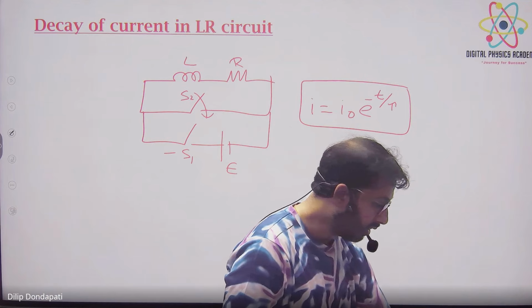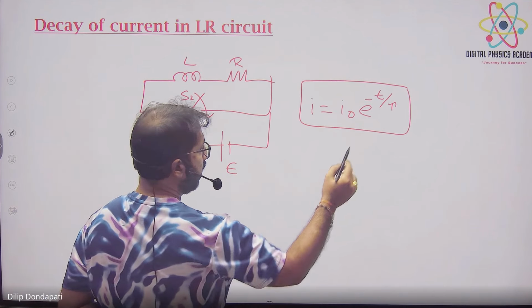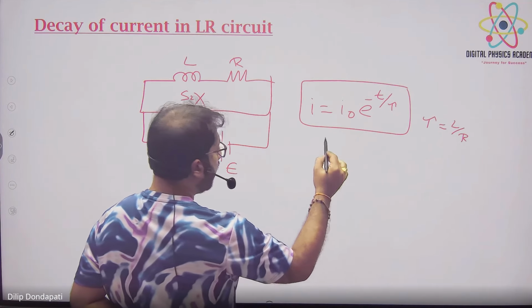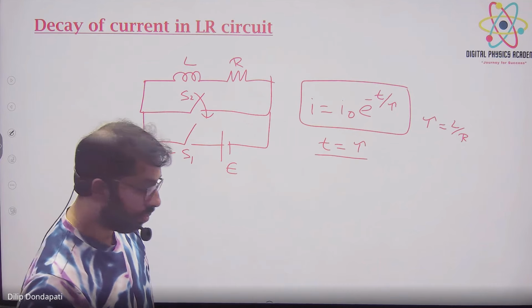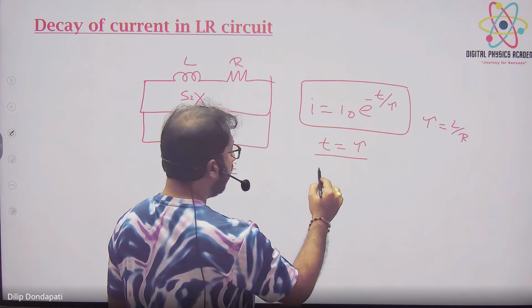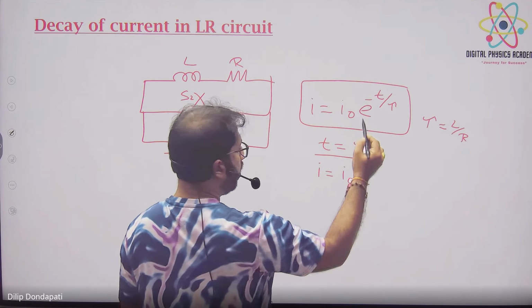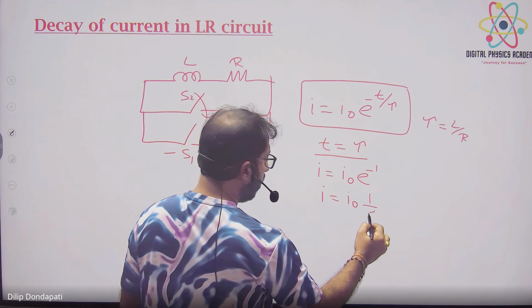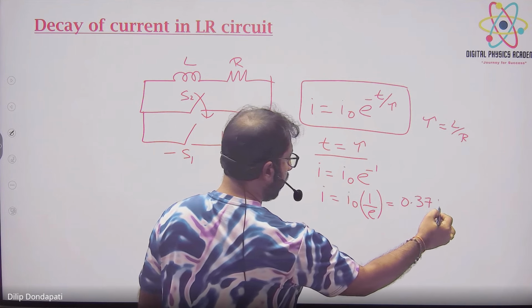Okay, not suddenly. Now tell me, we will learn about tau. Tau is nothing but L by R only, right? Inductive time constant. At t equal tau, find I. I is equal to I naught e power minus tau by tau, which is e power minus 1. So I is equal to I naught into 1 by e, right? 1 by e, I told you, is 0.37. 0.37 times I naught.